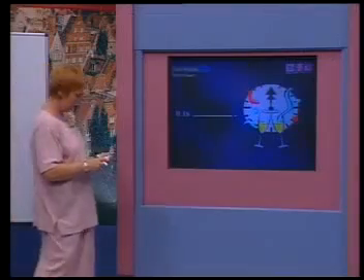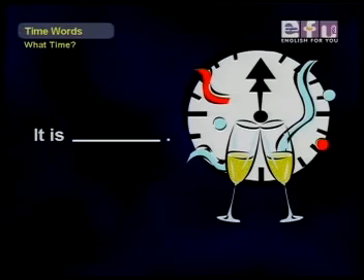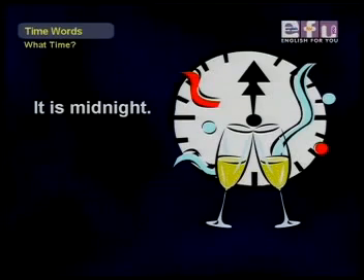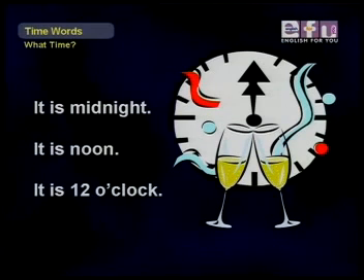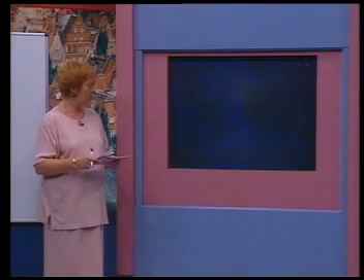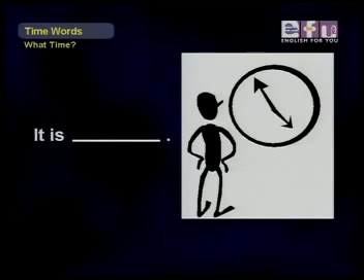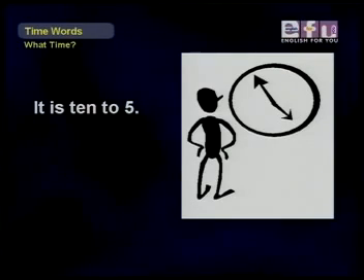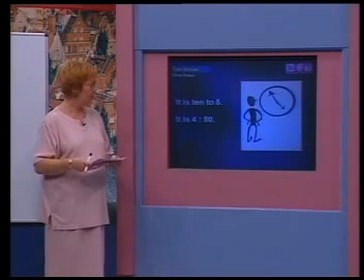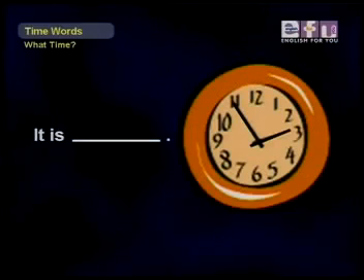And we'll start with Ollie. So Ollie, what time is it? I want you to say the time all the ways that you can. It's midnight. It's noon. It's 12 o'clock. Okay, good job. Now, Isabel. It is 10 to 5. And another one? It's 4:50. Okay. It is 10 to 5. It is 4:50. Good.